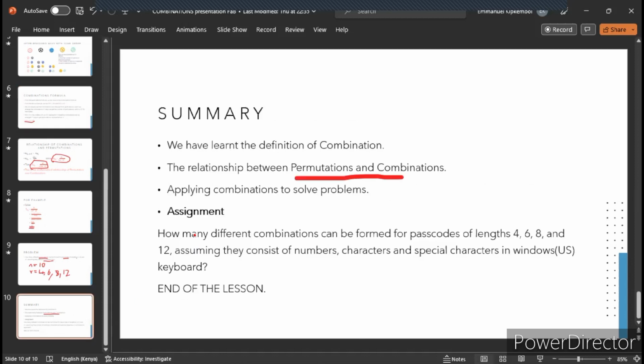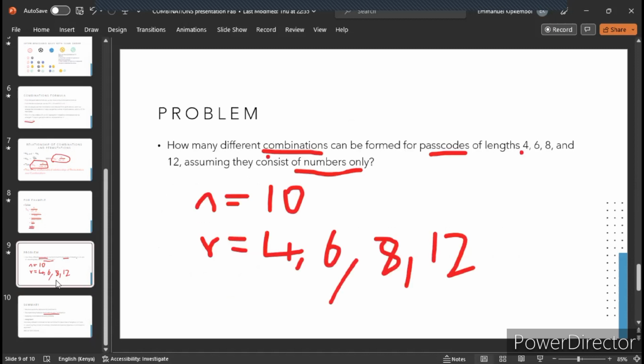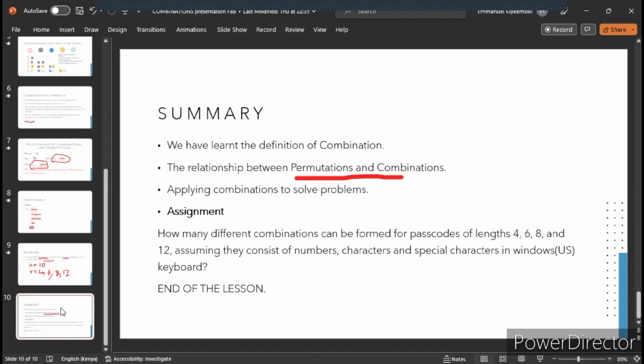So lastly, I'll give you an assignment. This is the assignment. Please note, it was an example that I already solved, but I want you to give me the solutions. Thank you. This is the end of the lesson.